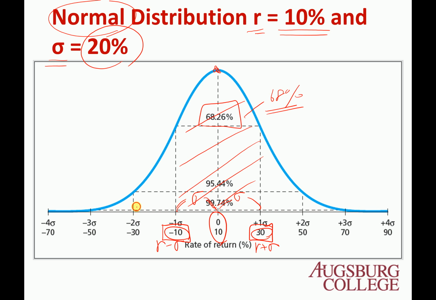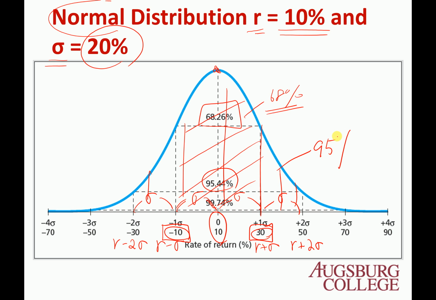Now let's take another standard deviation. So this is plus 2 times standard deviation, and this is minus 2 times standard deviation. And this area will now be 95%. So again, if you pick a random year, you have 95% possibility that your return lies between negative 30% and 50%. That's what it means.